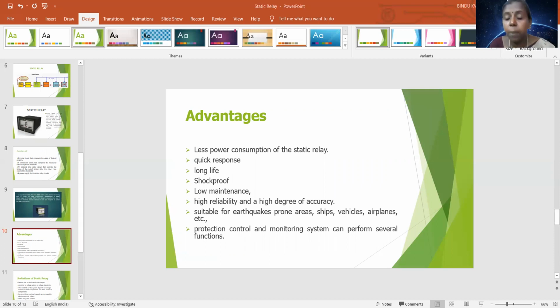The power consumption is very low. Since the power consumption is very low, the burden on the instrument transformer will be very less. Since the burden on the instrument transformer is less, the accuracy will be increased. We will have better accuracy.